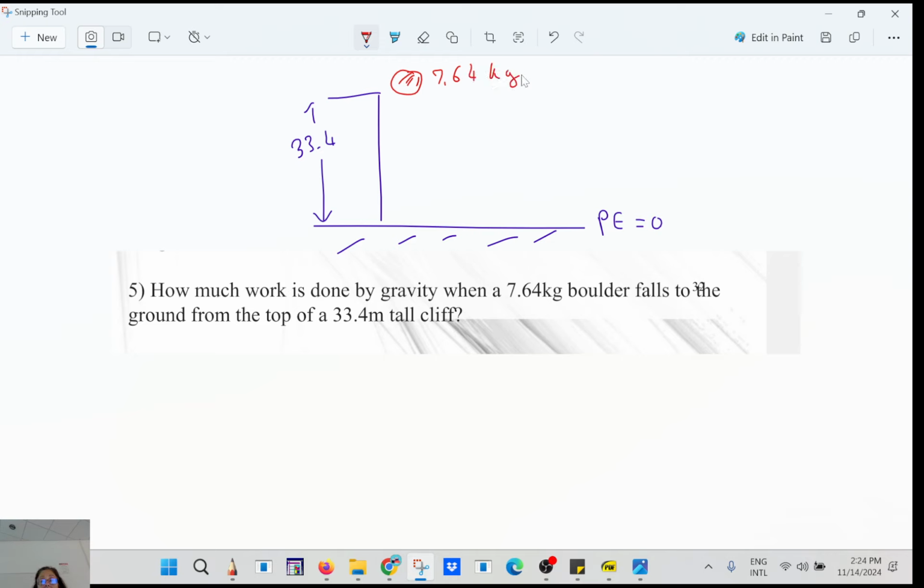The mass is 7.64 kilograms, and you have gravity pulling it down. So you multiply by 10 also. So that will be the work done by gravity on the stone, which equals the force. The force due to gravity is going to be 76.4, because that's mg, times the displacement. That will be 33.4, your displacement or delta y if you want. That's one way to see that.